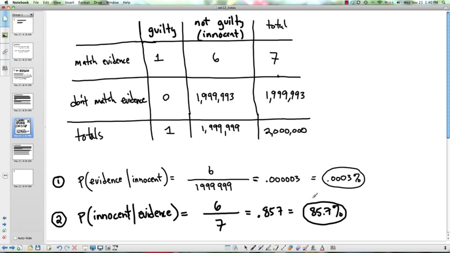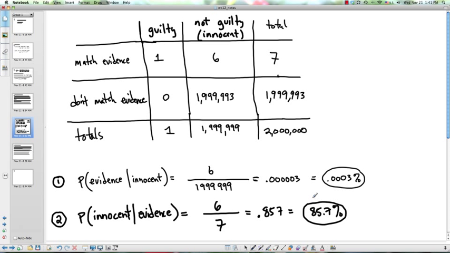There's an 85% chance that the person is completely innocent, had nothing to do with it, because there were 7 people that matched the evidence. Only one of them committed the crime. Now this completely changes the perspective on this case. I mean, of course, you can already see that. You already realize the way that I set up the problem.